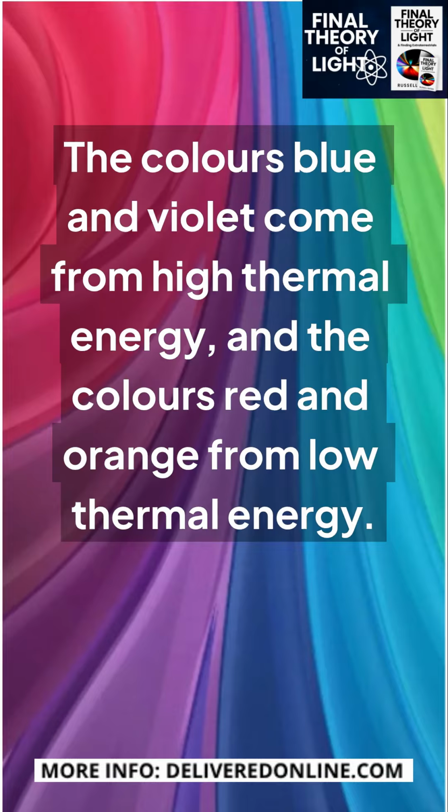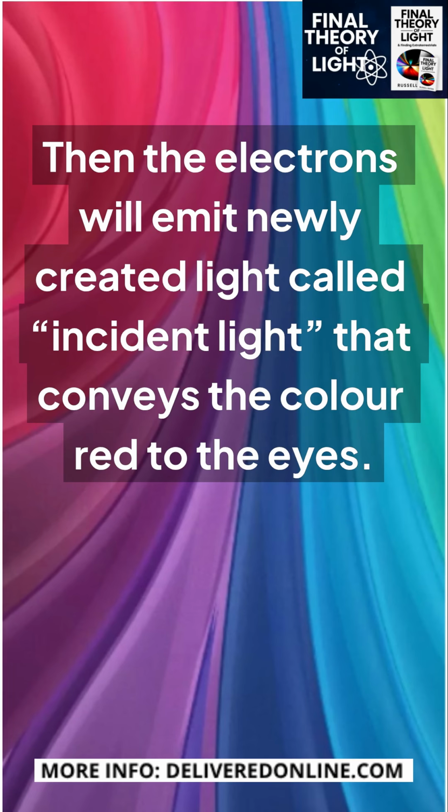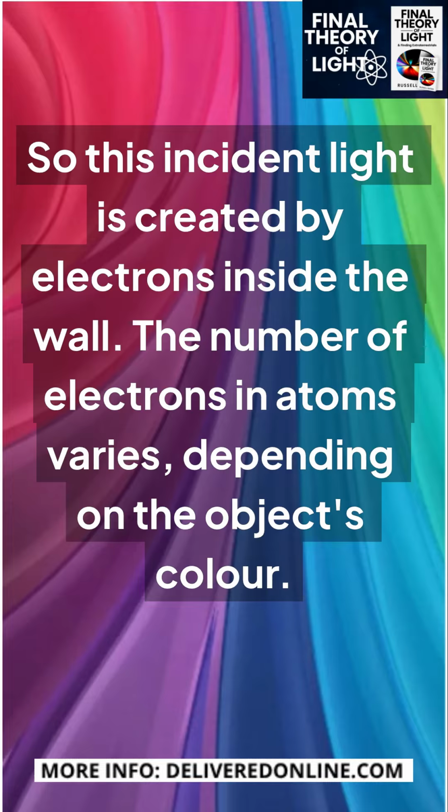Let's suppose you turn on a light switch and see a red wall. The room light will be absorbed into the electrons of atoms behind the red wall paint. Then the electrons will emit newly created light called incident light, that conveys the color red to the eyes. So this incident light is created by electrons inside the wall.